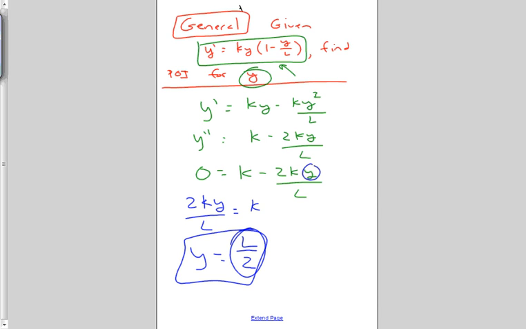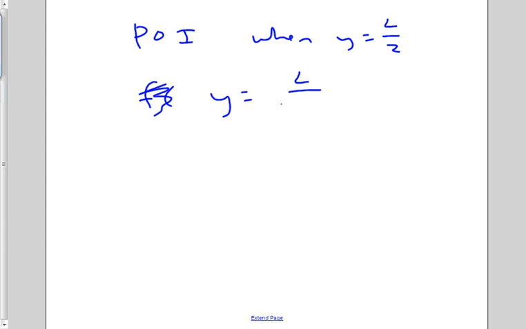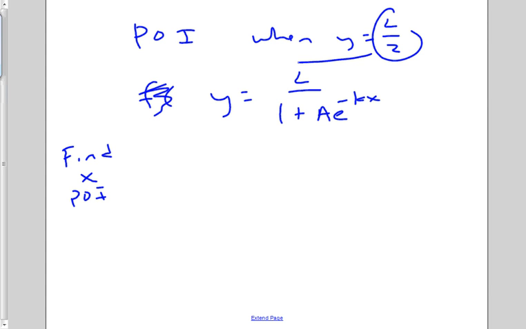So looking at another sheet, we know that the point of inflection occurs when y equals L over 2, and looking at the general equation for y, we have y equals L over 1 plus ae to the negative kx. So we want to find the x value for the point of inflection. So we're going to plug this in for y. We get L over 2 equals L over 1 plus ae to the negative kx.